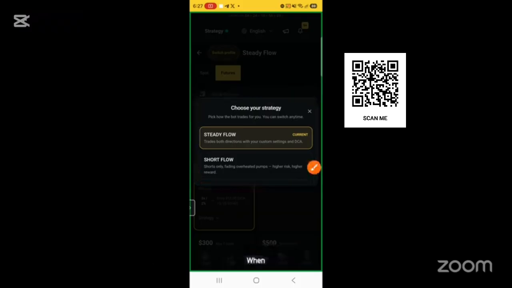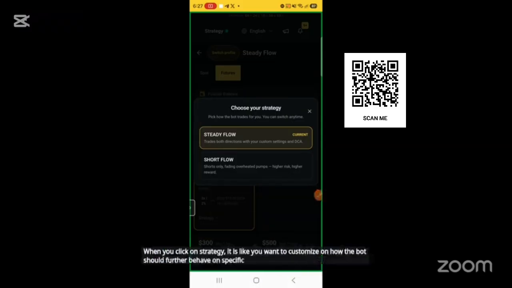When you click on strategy, it is like you want to customize how the bot should further behave on specific trades. Maybe you don't want full automation. You want to tweak here and there. So they gave us two modes. One mode is steady flow. Another one is called short flow.